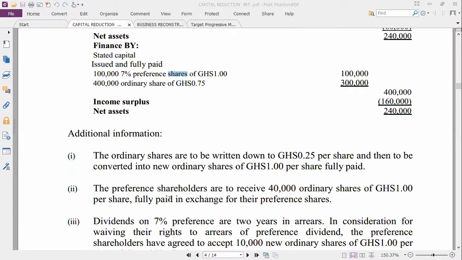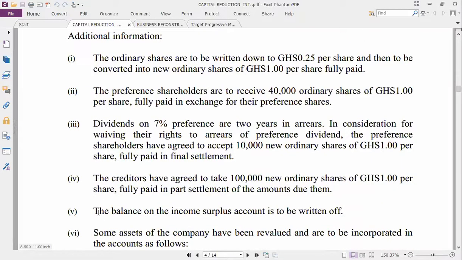Okay, let's continue. Note 3. Dividends on 7% preference shares are 2 years in arrears.